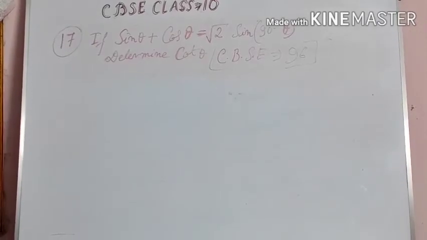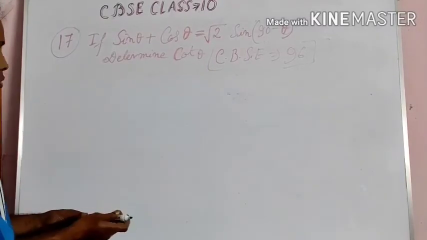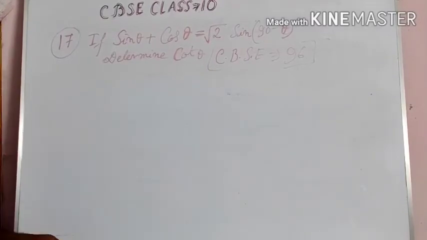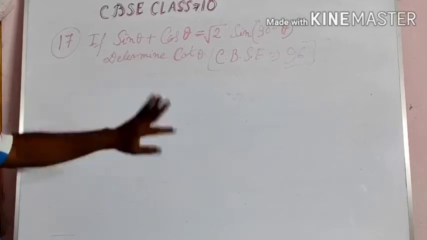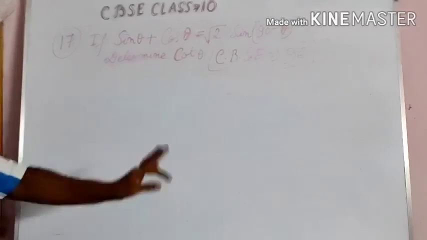CBSE class 10 question number 17. If sin theta plus cos theta is equal to root 2 sin 90 degree minus theta, determine cot theta. This question comes from CBSE in the year 1996.